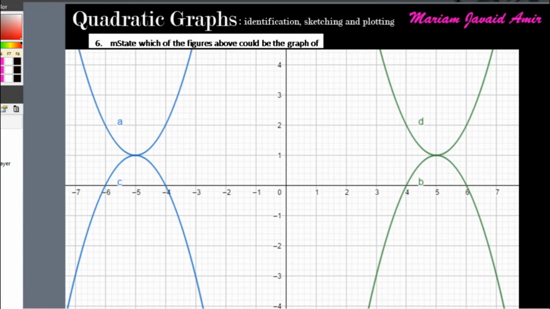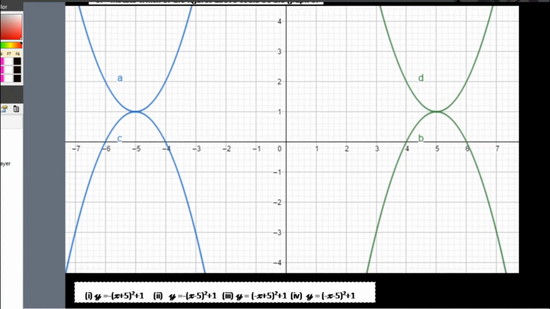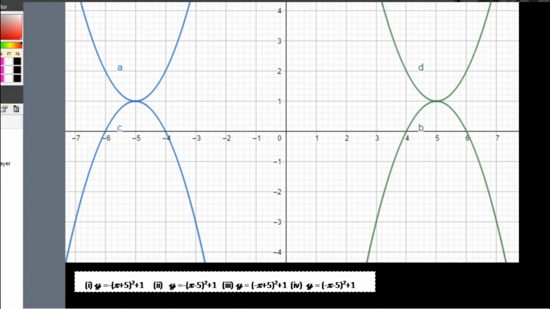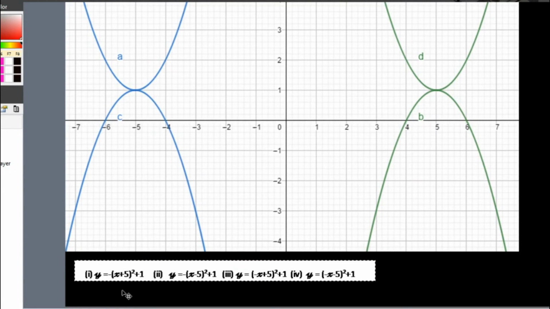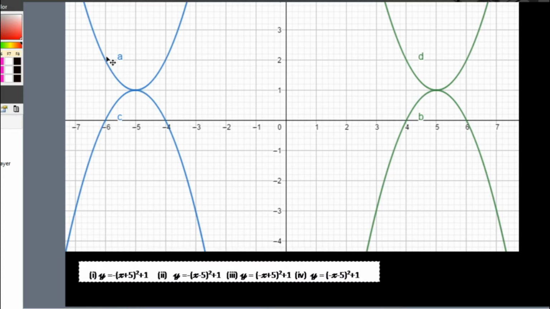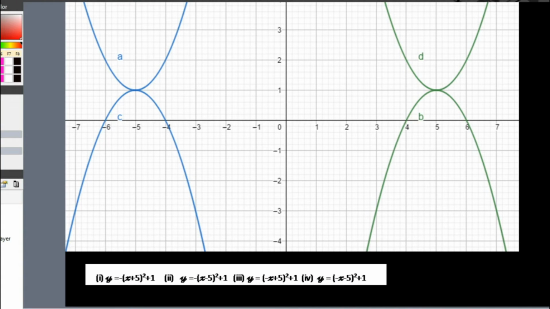Question number 6. State which of the figures below could be the graph of part 1, equation y is equals to minus (x plus 5) whole square plus 1. Let me write it over here. y is equals to minus (x plus 5) whole square plus 1.